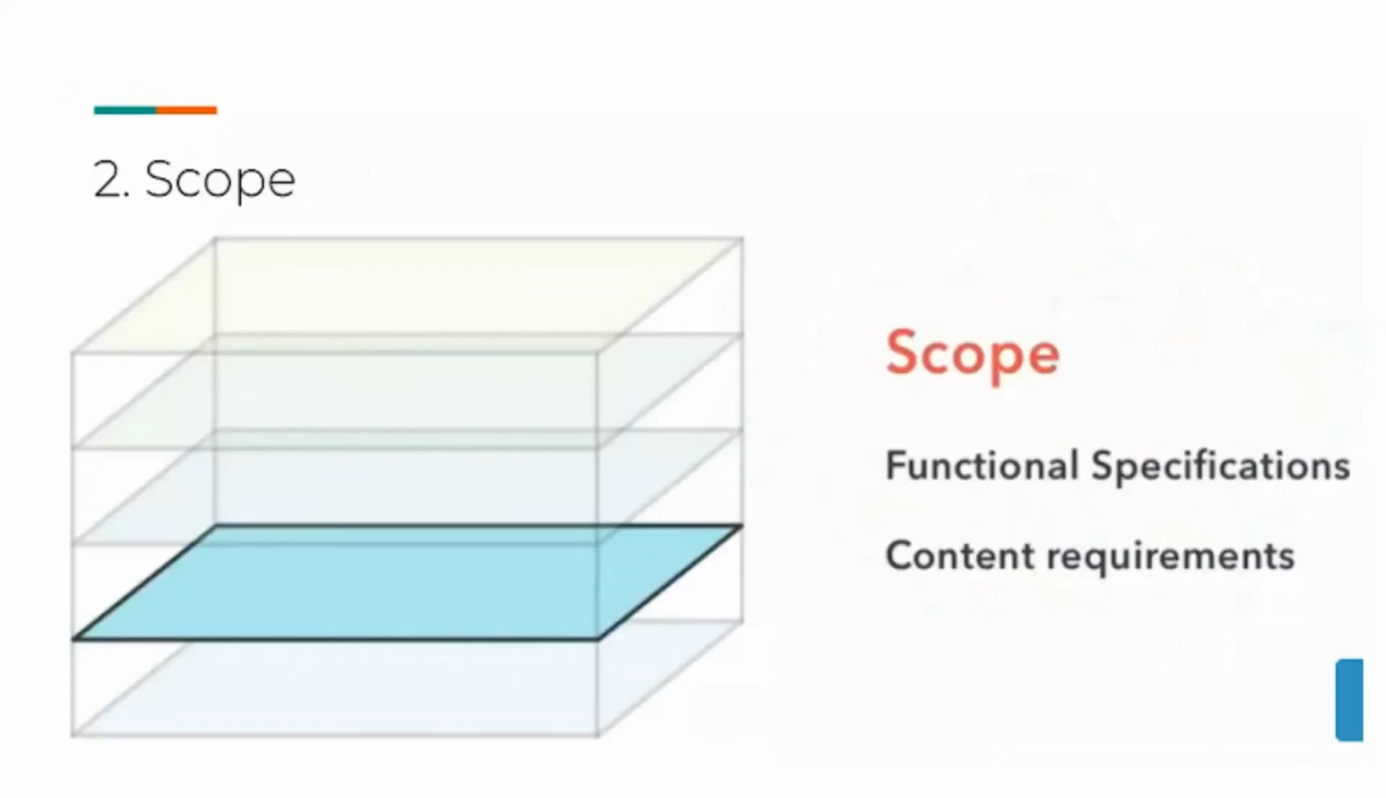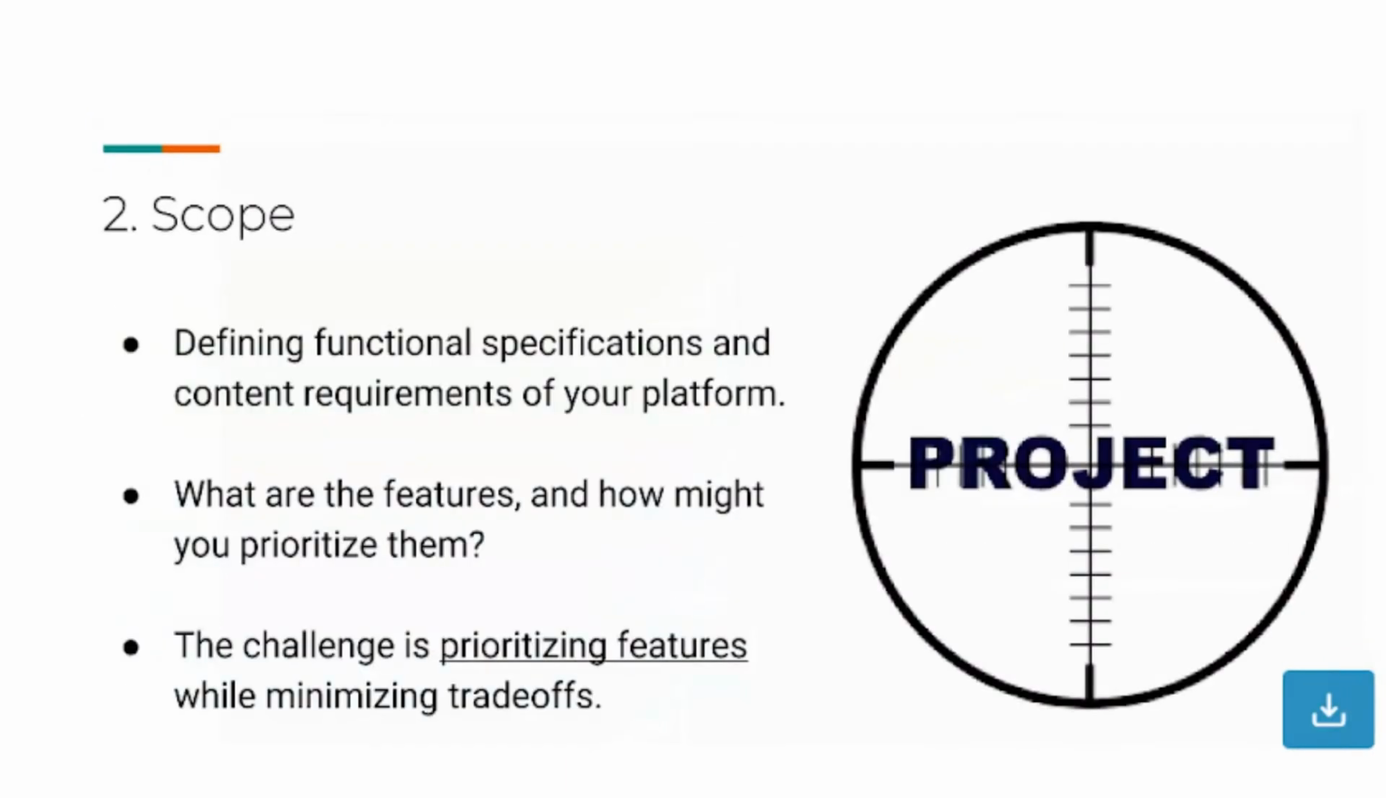Okay. Then number two is scope. So we have functional specification and content requirements. So defining functional specification and content requirements of your platform. Like I said earlier, trying to understand the requirements.